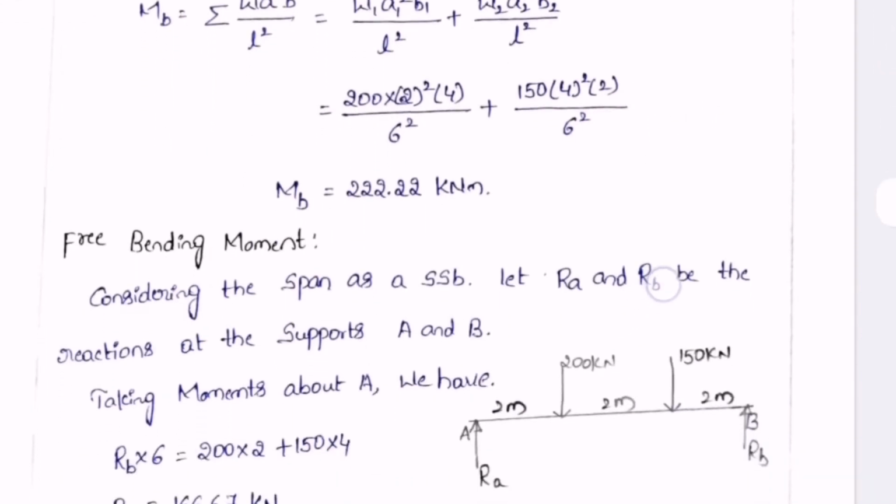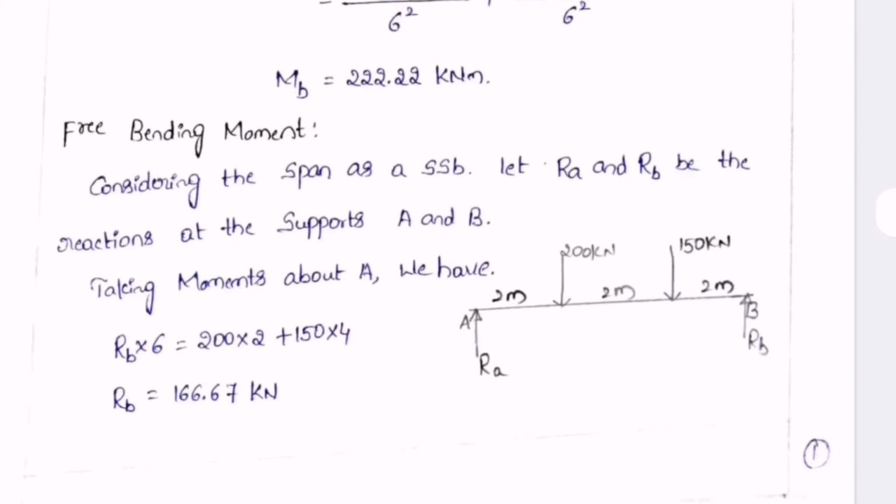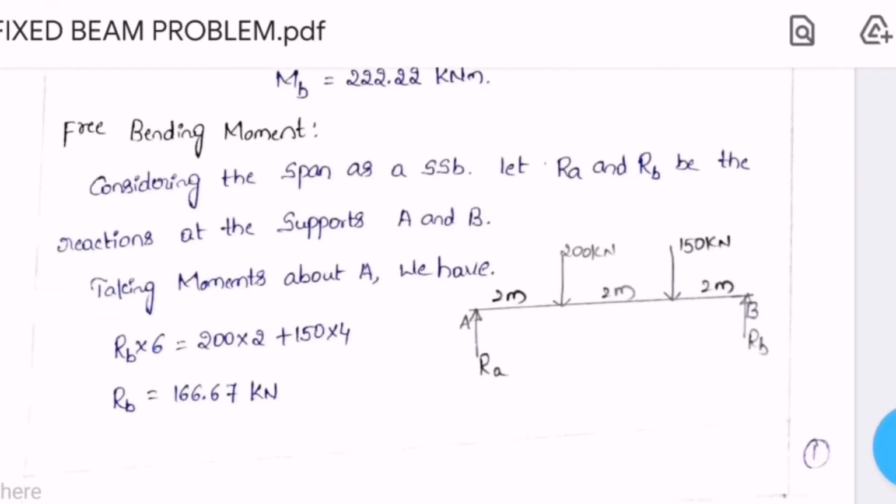So after that we have to go for the free bending moment. For a free bending moment, we have to remove the fixed ends. Already in the question it is given as a fixed beam, but to find the free bending moment, we have to remove the fixity.